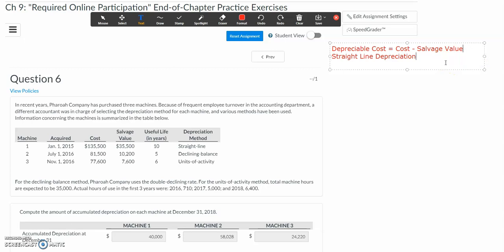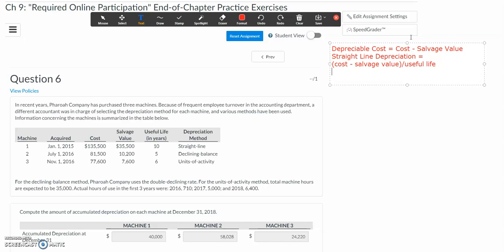So for the straight line depreciation, we're going to start off by taking the cost minus salvage value. And we're going to divide that by the useful life. And the useful life is an estimate because, of course, you don't really know how long you'll be able to use an asset for. So you go ahead and use your best estimate.